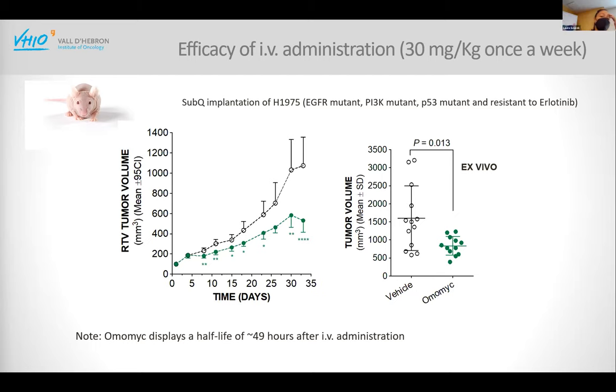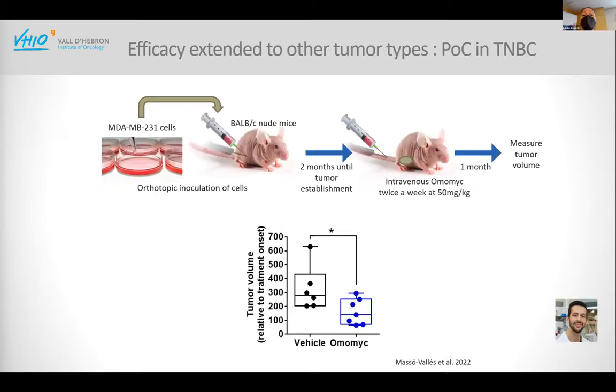This non-small cell lung cancer work was published in 2019 in Science Translational Medicine, but after that, we expanded the study to other types of tumors. Very quickly, this is the last publication of this year by Daniel Massot. He focused on triple negative breast cancer, and in particular on metastatic cancer, because he wanted to see whether we could have some effect on metastasis as well.